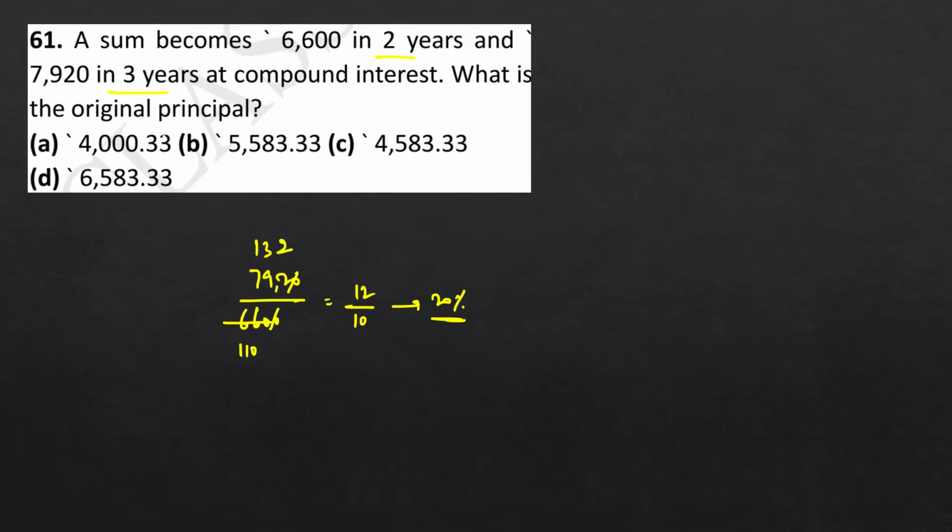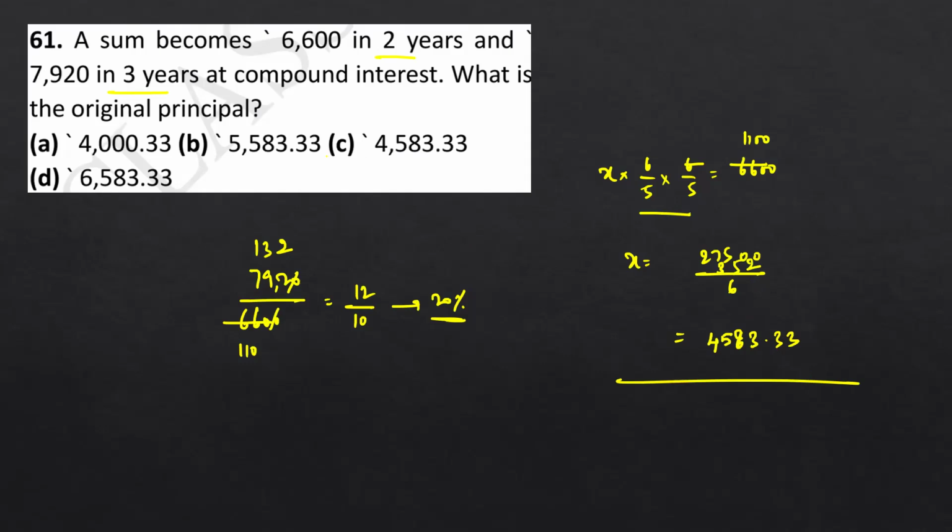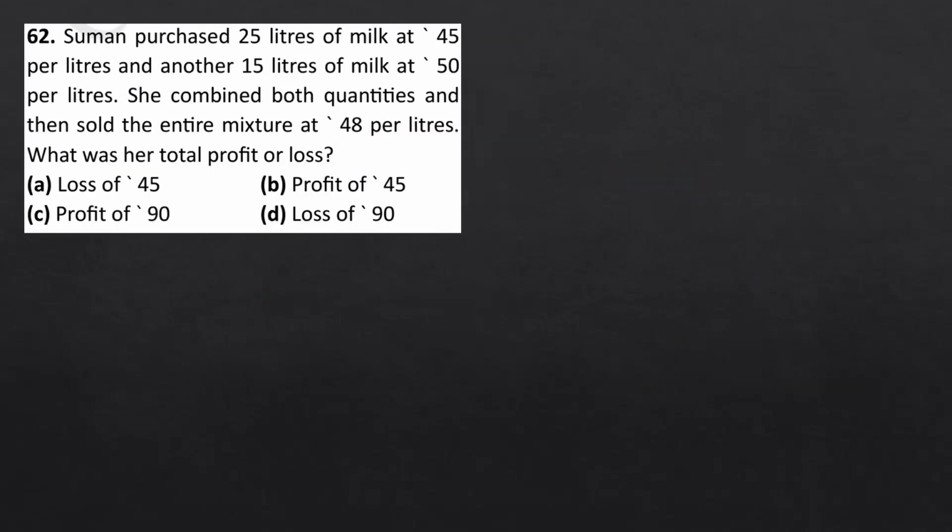So what is the original principal? X into 20%, and 20% means 6 by 5 into 6 by 5, which equals 6600. 6 cancel. So x is equal to 25 into 11, which is 275,00 as it is divided by 6. 6 fours are 24. Then after you got, 6 fives are 30. Then 5, 6, 6 eights are 48. Then you got 2, 3.33. The moment you get 4, 5, you can answer it as 4583.